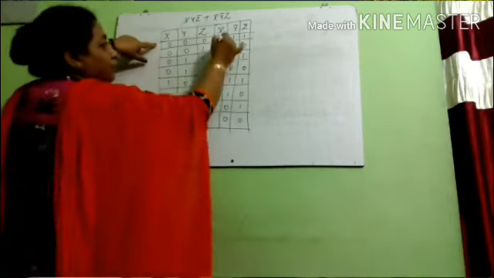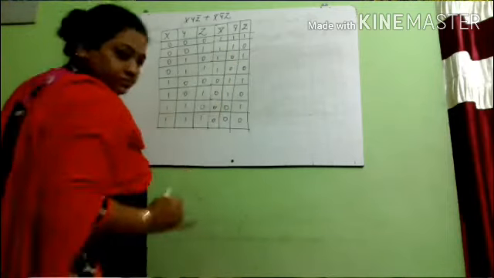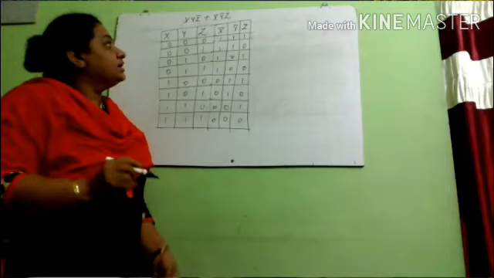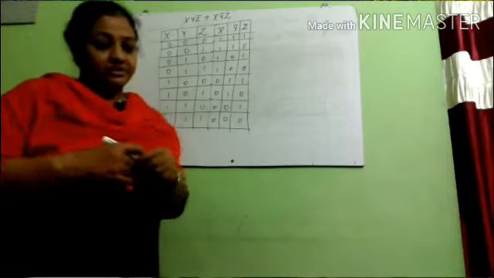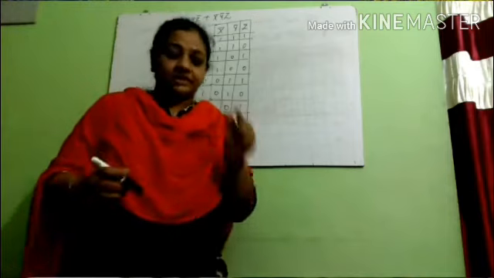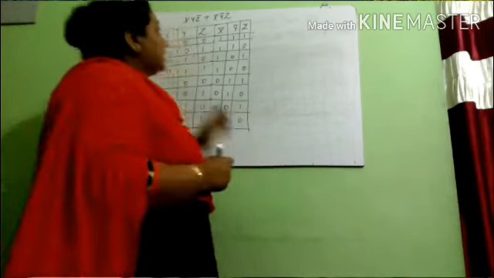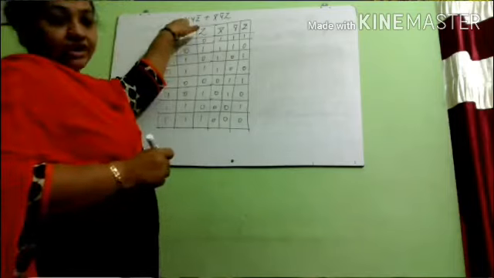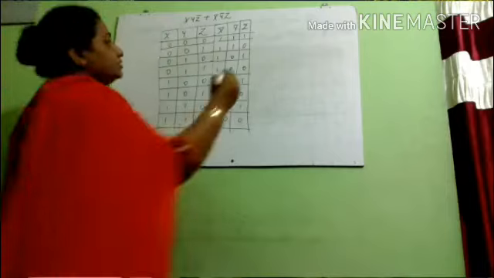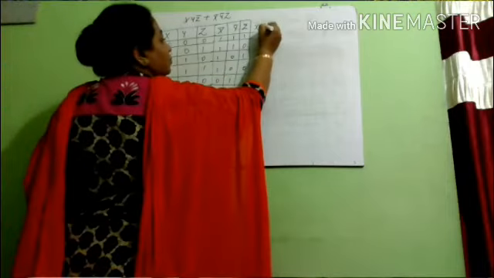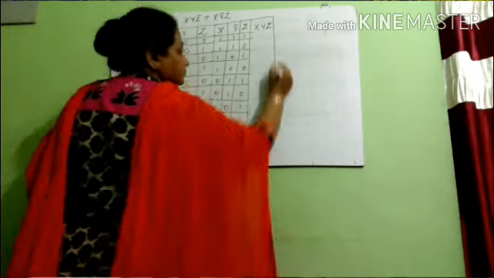So here, z complement: if it is 0, we need to put 1, so 1 0 1 0 1 0 1 0. The complement of 1 is 0, and the complement of 0 is 1. Similarly, y complement will be 2 ones, 2 zeros, 2 ones and 2 zeros. Similarly, x complement will be 4 ones and 4 zeros. Like this.